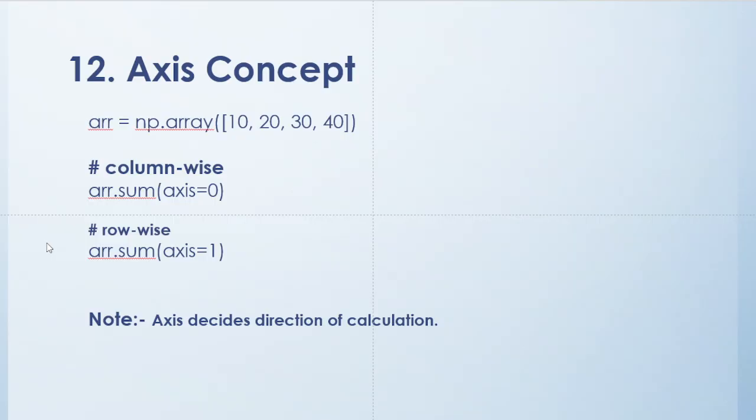In the next slide, we'll see the axis concept. The axis is one of the most confusing topics for beginners actually. But think of it like this: axis decides the direction of the calculation. Axis 0 means column-wise and axis 1 means row-wise. Once you understand this, half of NumPy becomes very easy. In the note I have mentioned that the axis decides the direction of calculation. That is basically the definition of the axis concept.